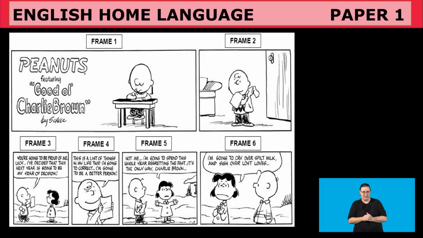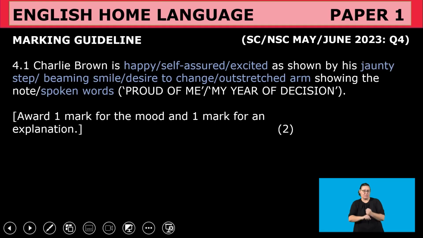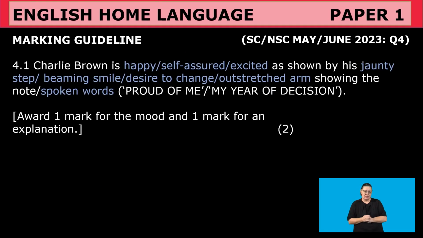Here you can see Charlie Brown looks quite happy. He has a smile and he says Lucy is going to be proud of him. It is his year of decision. So what is his mood? He seems quite happy, and then of course give reasons to support that answer. So you'll see here he's happy, 1 mark for the mood. And how do you know? What did you see that proves this?